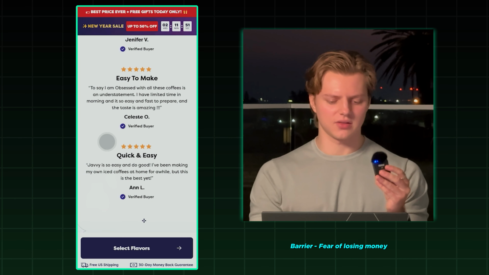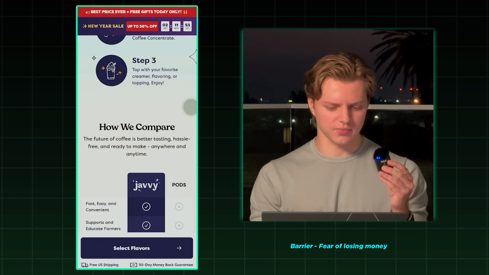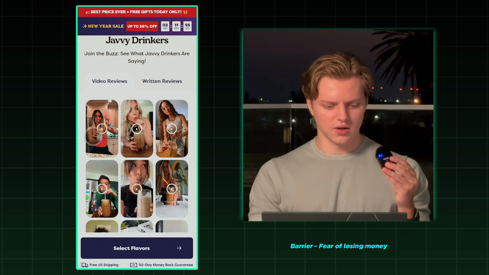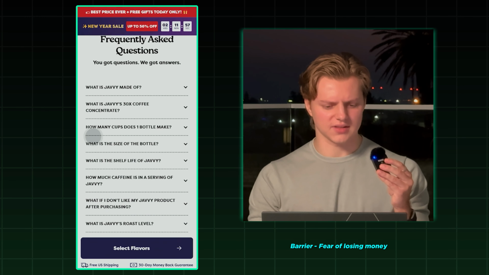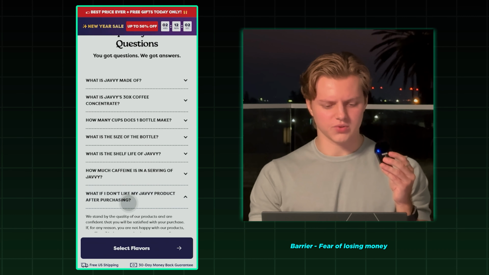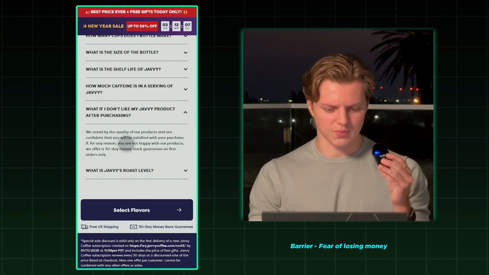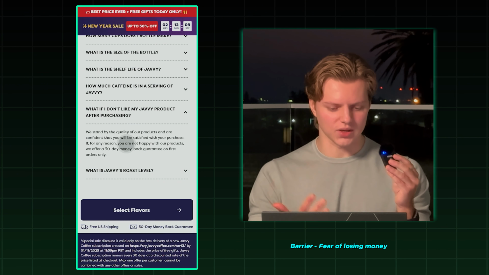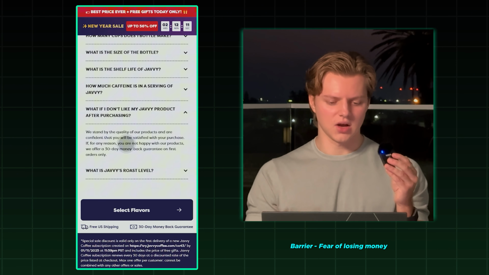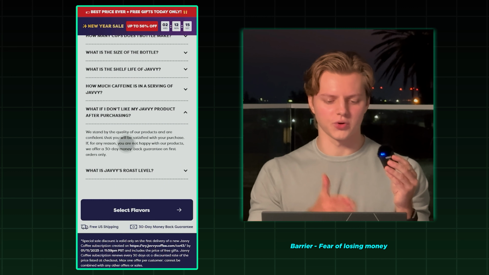Moving on, they mention the 30-day money-back guarantee here at the bottom, sticky call to action, but they do not have any prominent sections for it. The only thing which comes close is this accordion in their frequently asked questions, which mentions that for any reason, if you're not happy with the product, we offer a 30-day money-back guarantee on first orders only.